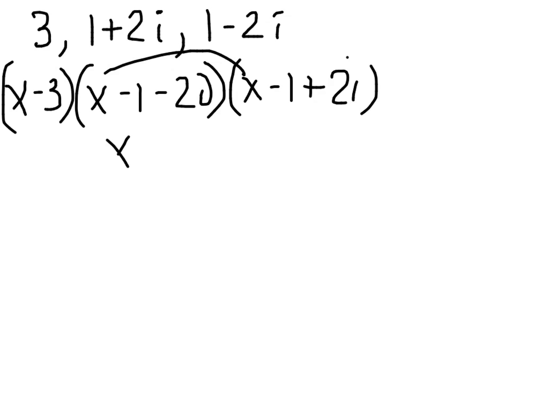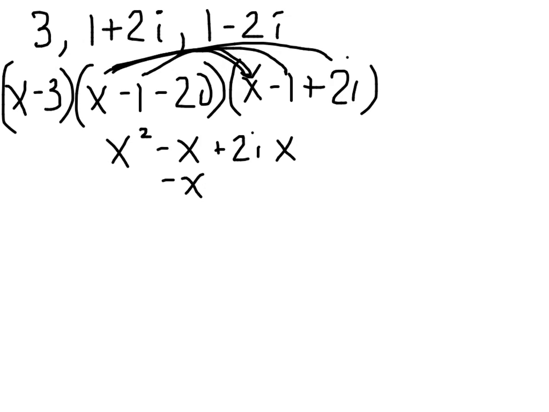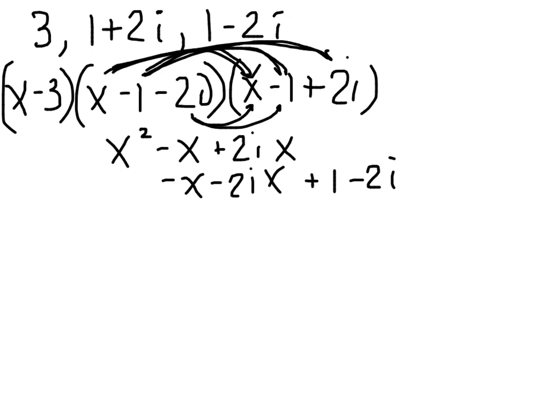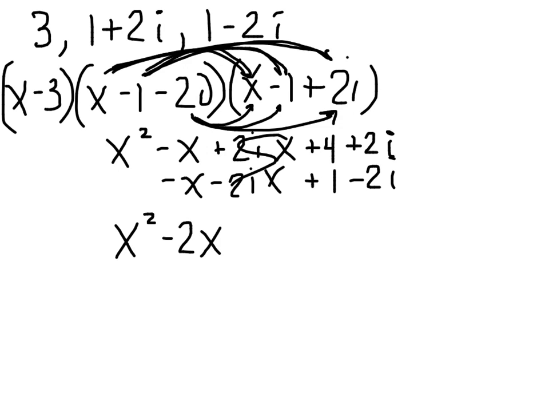What's x times x? X times negative 1? X times 2i. Negative 1 times x. Negative 1 times negative 1. Negative 1 times 2i. Negative 2i times x. Negative 2i times negative 1. And what's negative 2i times positive 2i? Negative 4i squared. What was i squared though? So two negatives would make that a positive 4. 2 times 2 is 4. Combine like terms. Those cancel.